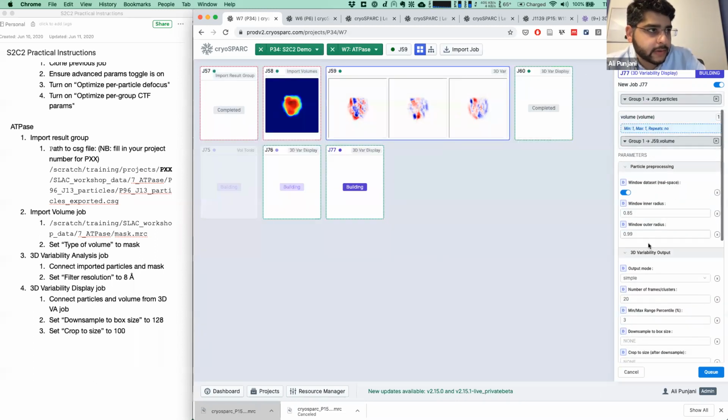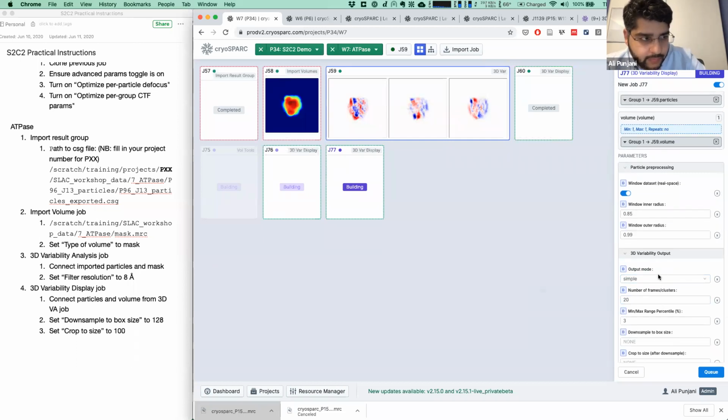And then in the parameters for the display job, we have different modes for creating different kinds of outputs. Simple mode creates the movies that I showed for all of those different data sets. There's also cluster mode, which does the clustering that I showed for the ribosome dataset, the assembly of different ribosome states. And intermediate mode, I won't go into, but it allows you to reconstruct structures from different subsets of the particles.